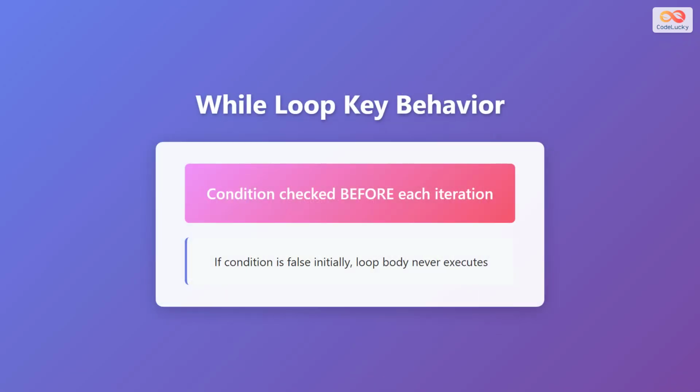Understanding the while loop's behavior is crucial. The condition is checked before each iteration, meaning before the code block runs. This has an important implication. If the condition is false from the very beginning, the loop body will never execute, not even once. This makes the while loop perfect for situations where you need to validate a condition before performing any action.